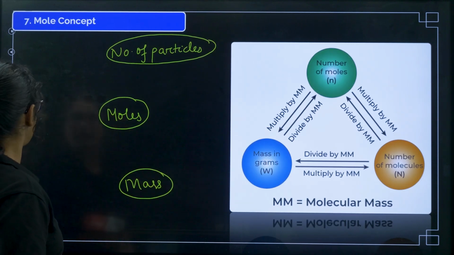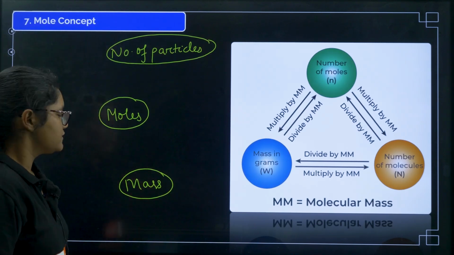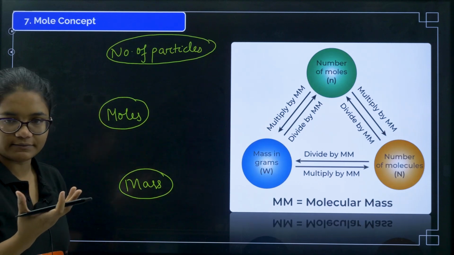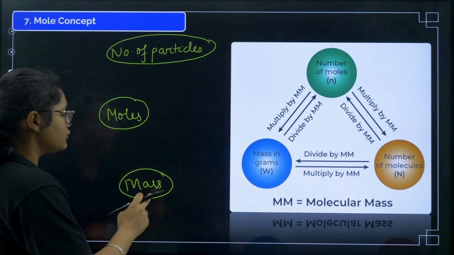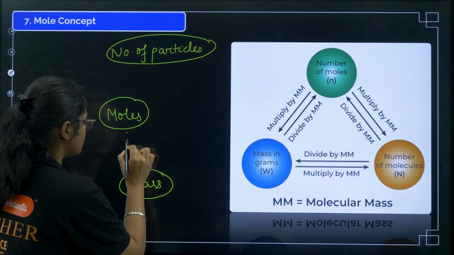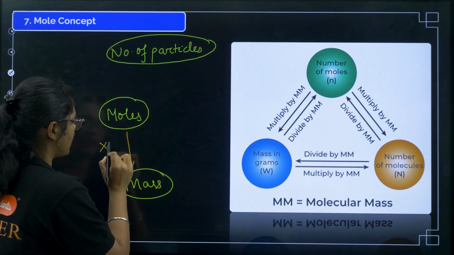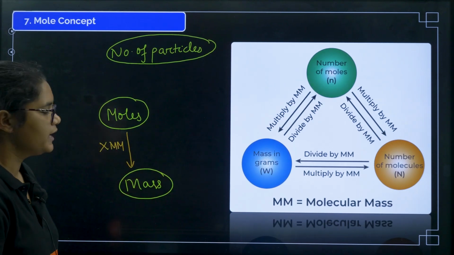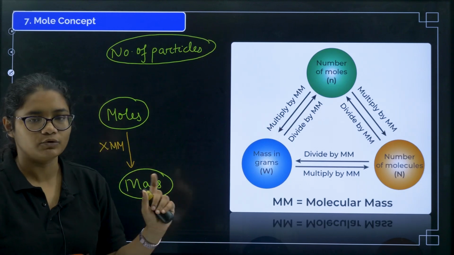Okay, now see, I'll tell you a pathway and you need to follow that path clearly. Suppose you know the amount of moles present. You know something about sodium, how many moles are present, and you want to know its mass. Then what you need to do? If you want to calculate from moles to mass, you need to multiply with molecular mass, or I can say molar mass. If you know moles and you want to calculate mass, then just multiply it with molar mass.